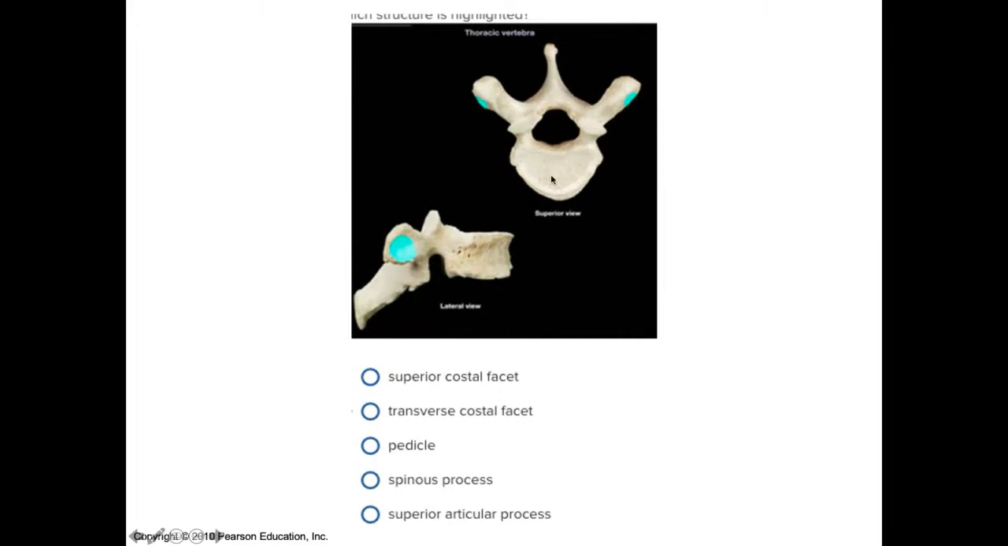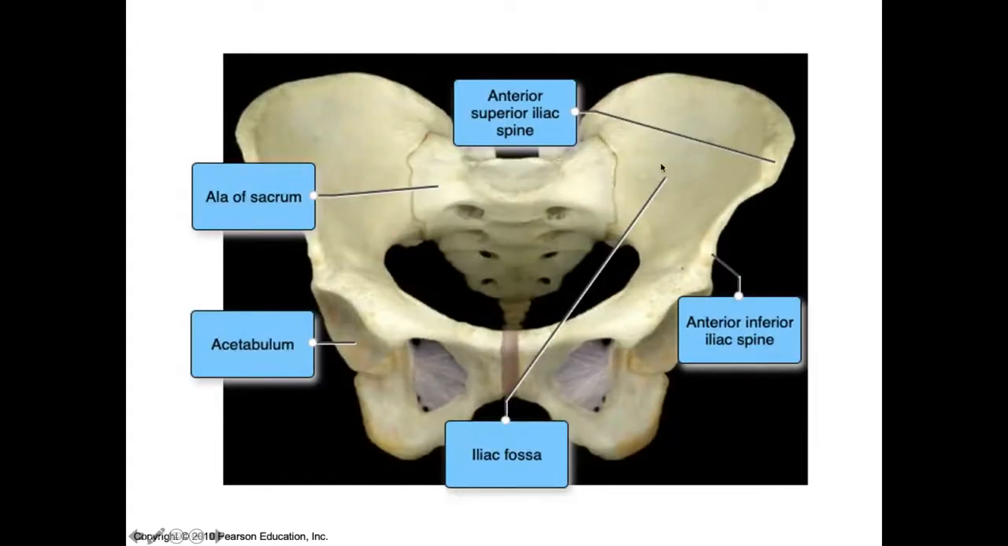Let's look at this one. Vertebral body. Let's see, is it a spinous? We can rule that out. Is it a superior articulating process? We can rule that out. Is it a pedicle? We can rule it out. Now, we're choosing between a superior costal facet or a transverse costal facet. Spinous process, transverse process, transverse process, transverse process. So it's got to be the transverse costal facet. That's the superior costal facet, inferior costal facet for the ribs.